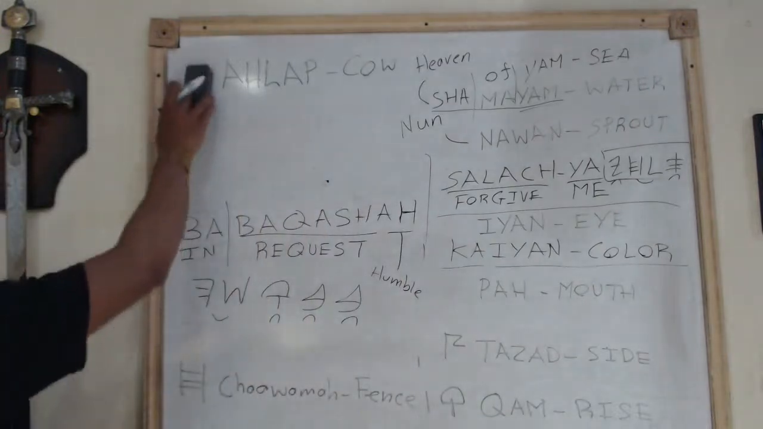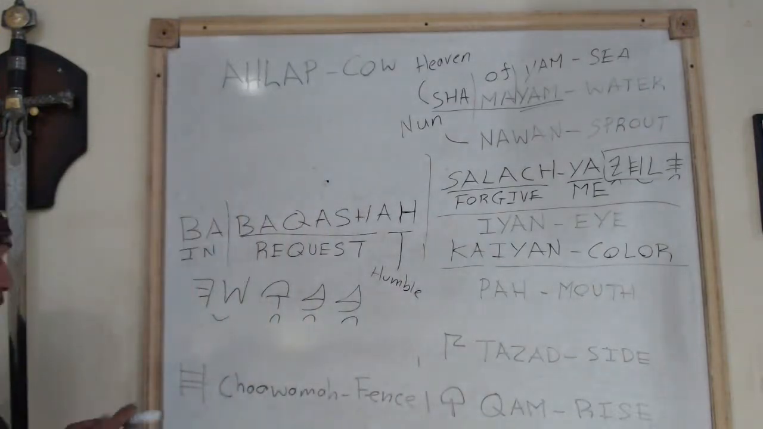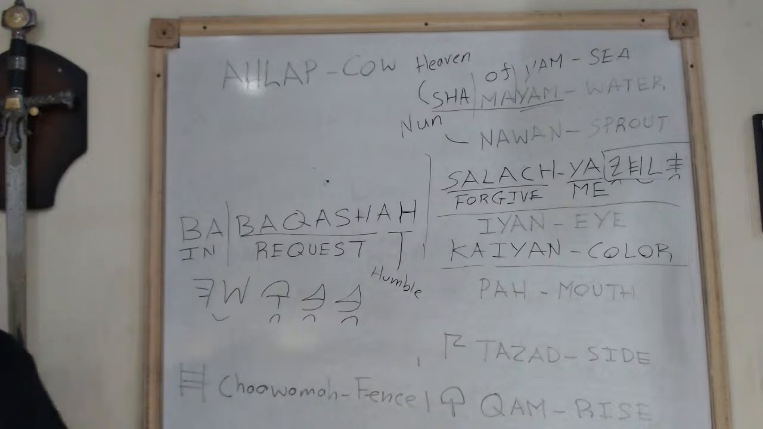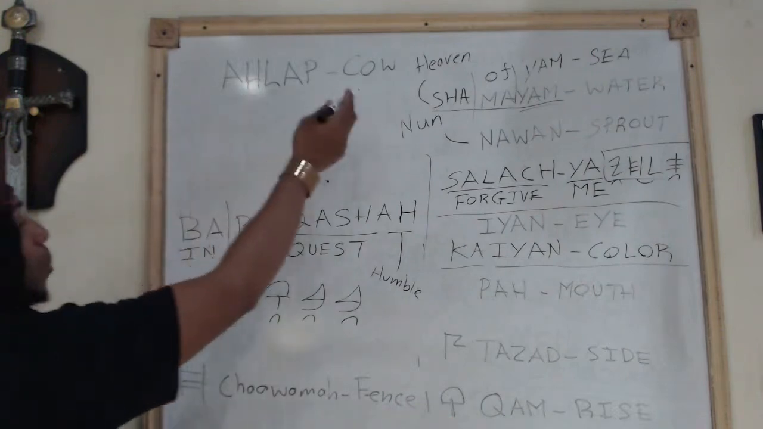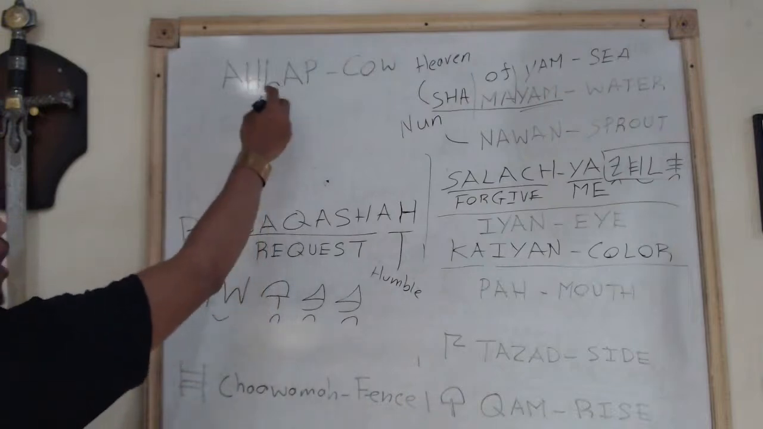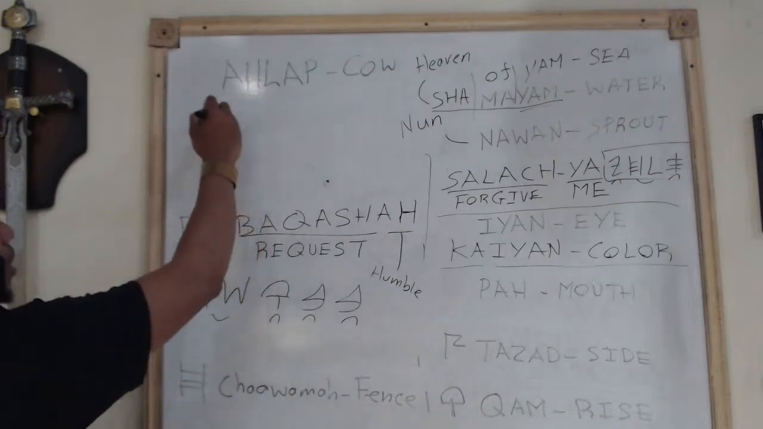Alap. Alap is cow. Alap is one way to say cow. Of course, you have Para, which is also another way to say a cow. Alap is cow.